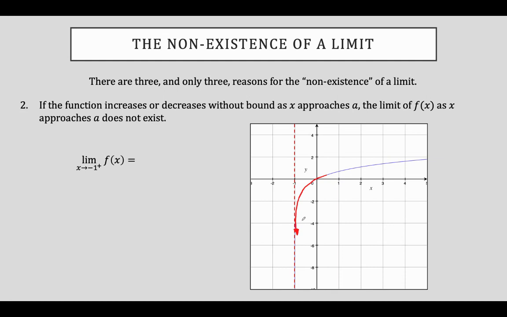So what do we write as our solution? The answer is -infinity. Here's our function, y equals f of x, right? The limit of f of x as x approaches -1 from the right is going to be -infinity. And again, we write DNE. The function here is decreasing without bound as x approaches -1 from the right.